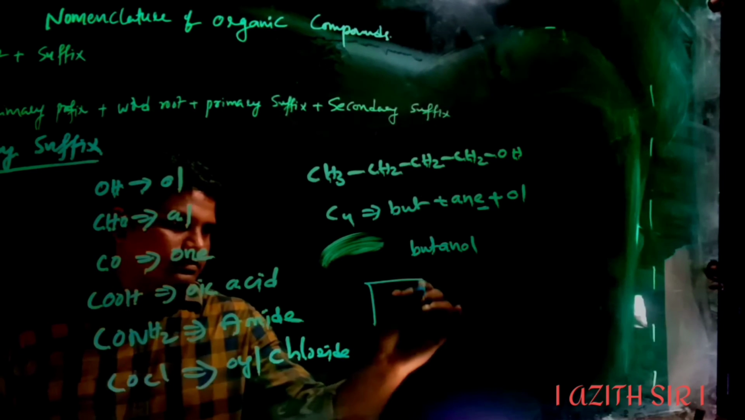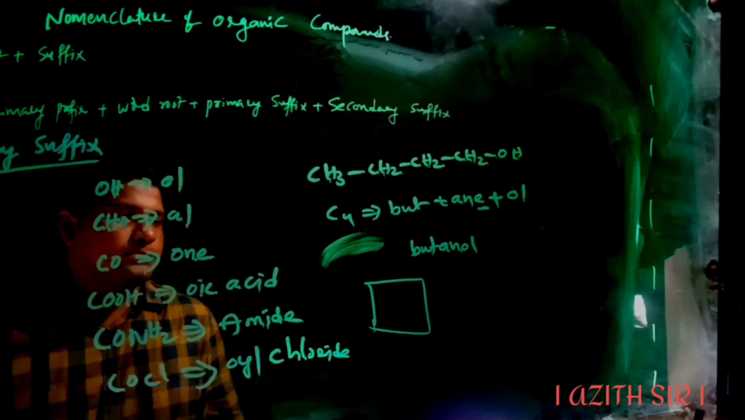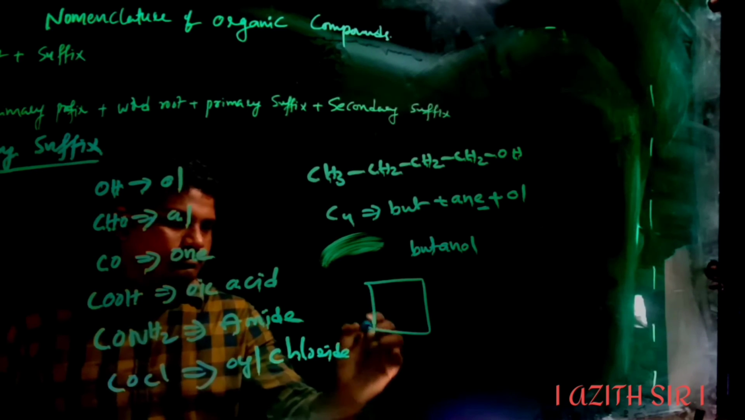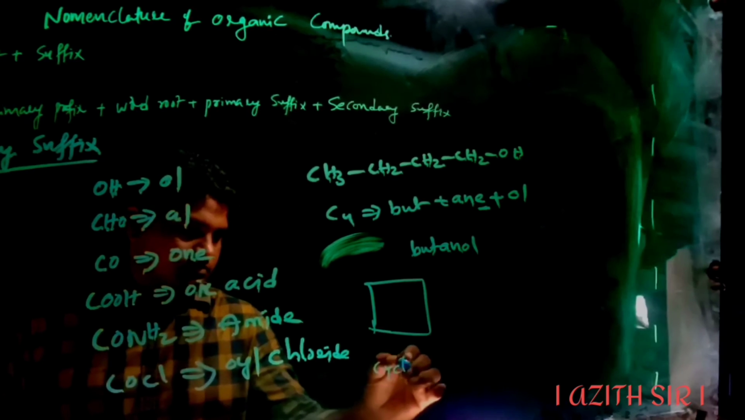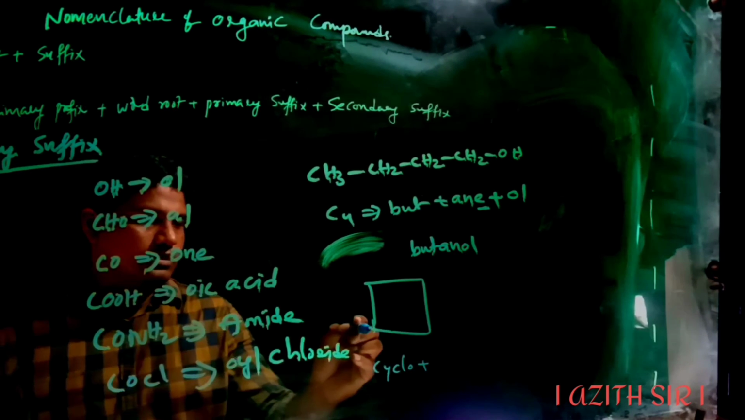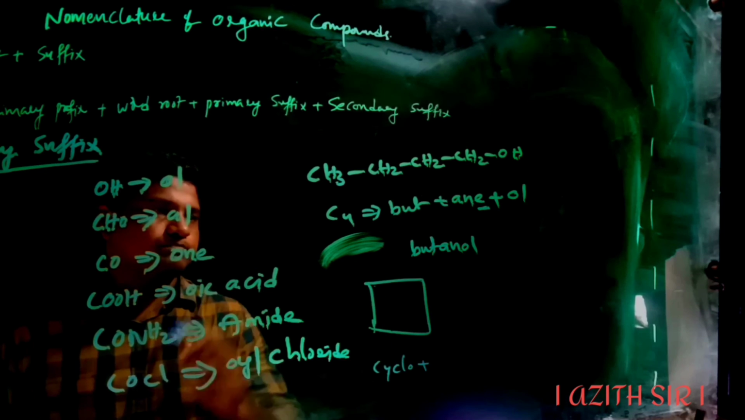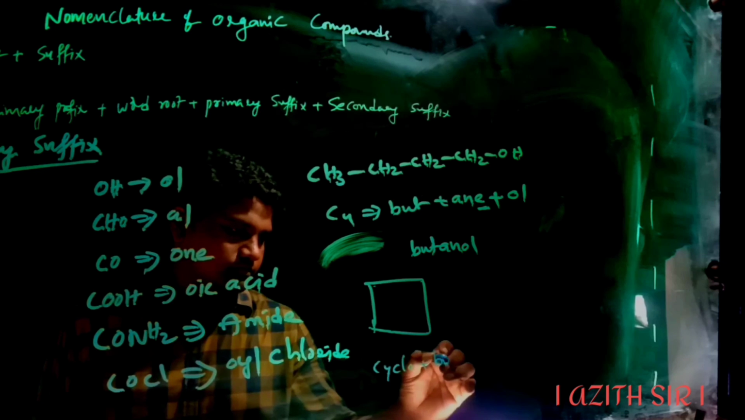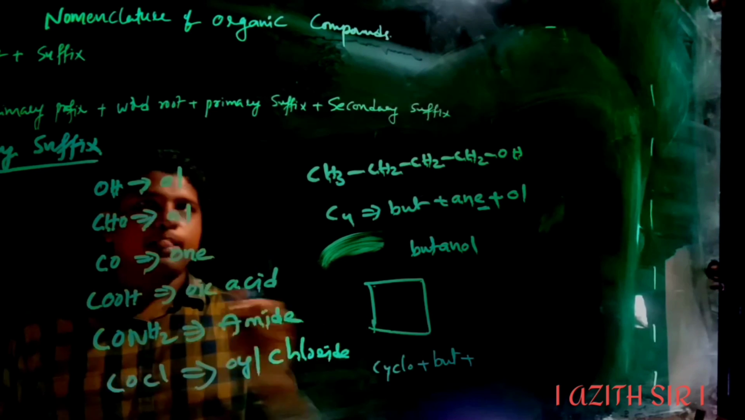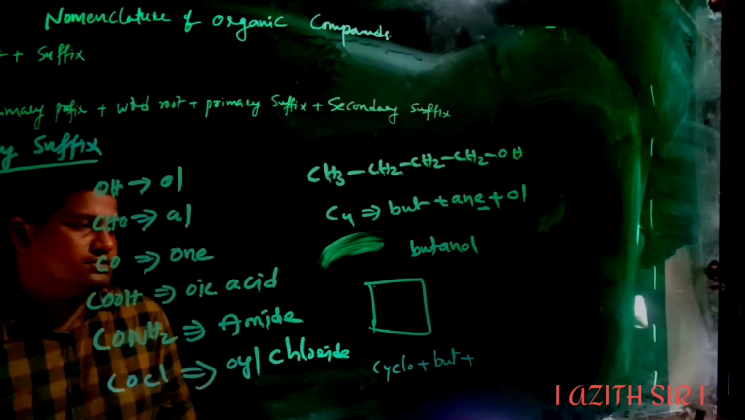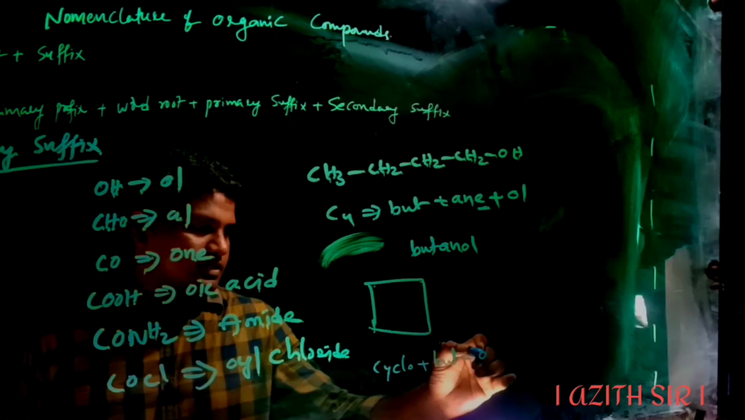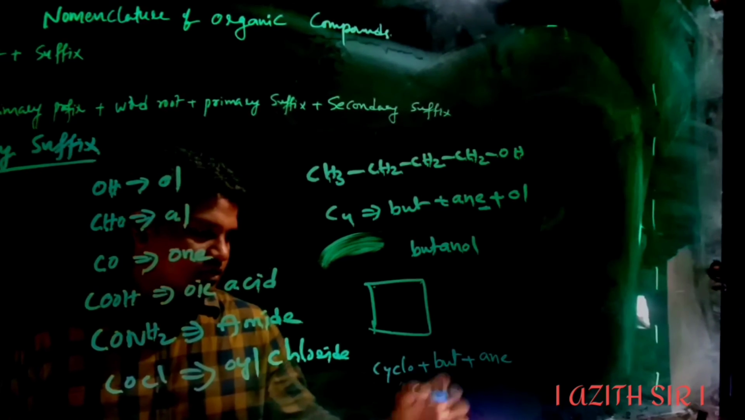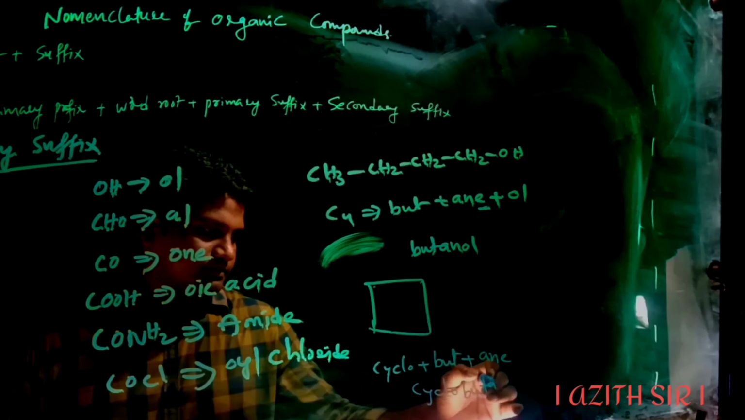For example, this one. Here the primary prefix is cyclo plus number of carbons are 1, 2, 3, 4, that is but, and primary suffix is all the bonds are single bonds, then it is ane. Then total nomenclature is cyclobutane.